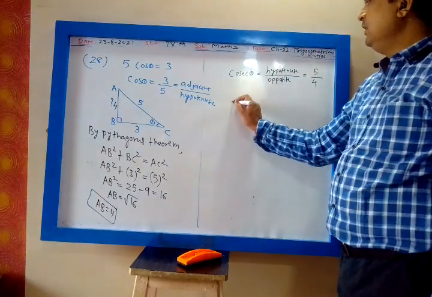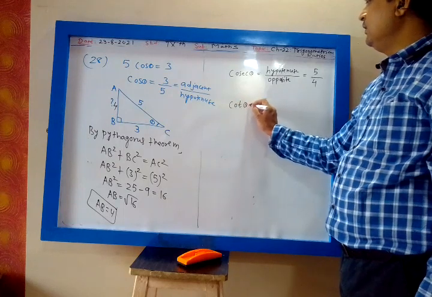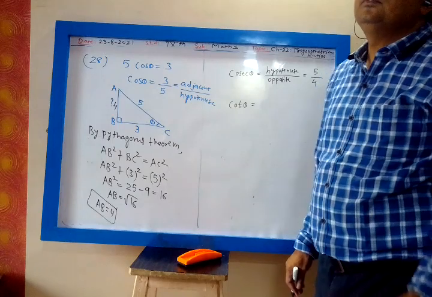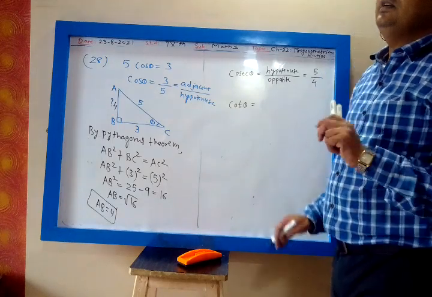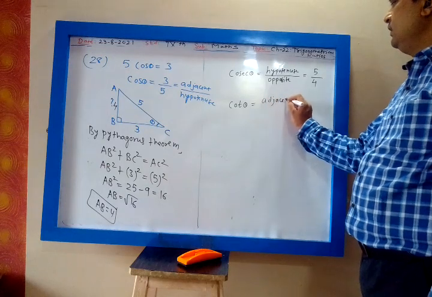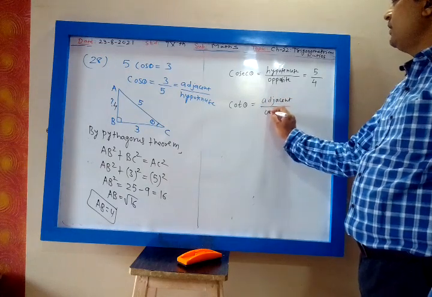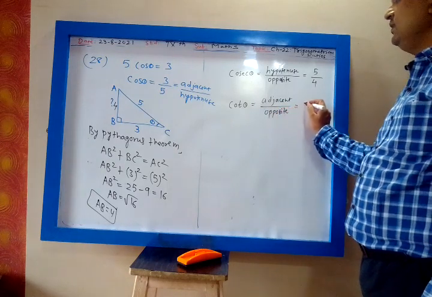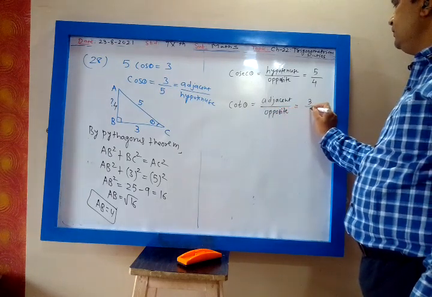Cosec theta is 5 by 4. Let us find cot theta. What is tan theta? Tan theta is opposite upon adjacent. So cot theta will be adjacent upon opposite. Adjacent upon opposite is cot theta. Adjacent is 3. Opposite is 4. So 3 by 4.